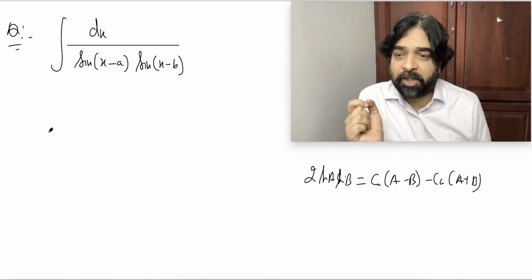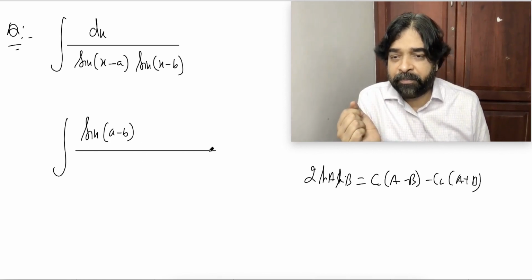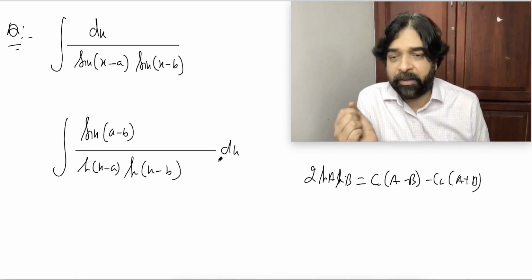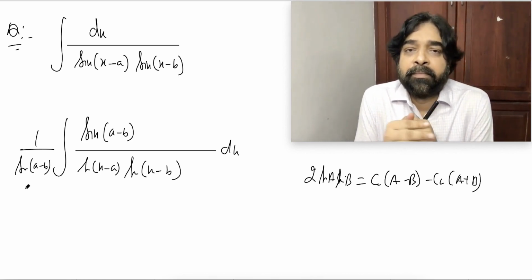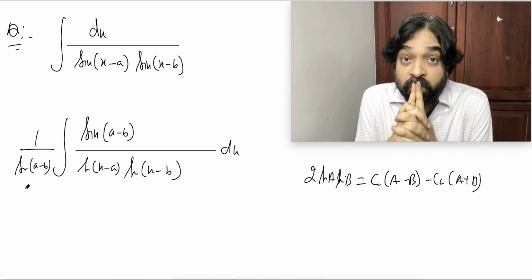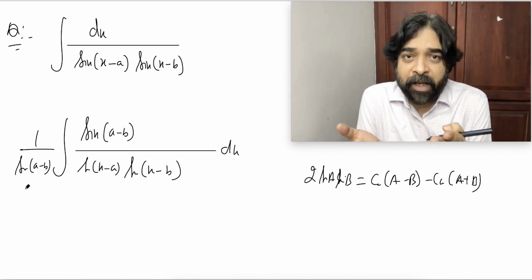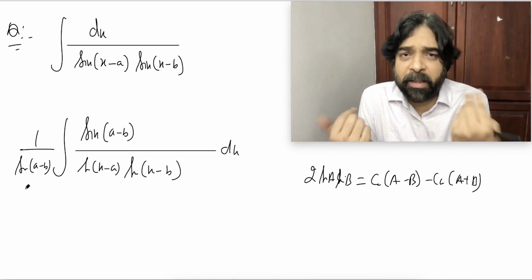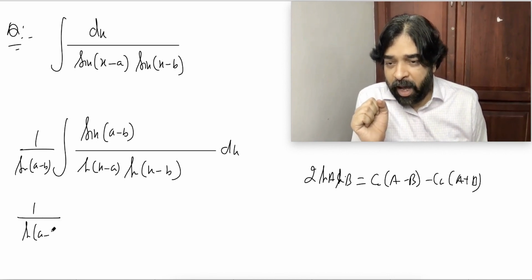I am doing something. Watch very, very carefully. Sine A minus B by sine x minus A sine x minus B dx. Is there any problem? No problem. Same thing. A constant we can multiply and divide. No? Sine A minus B is a constant. I can multiply because there is no x term. Good.